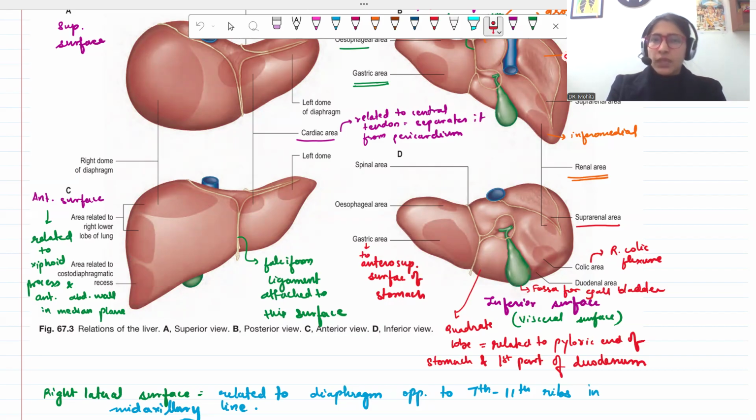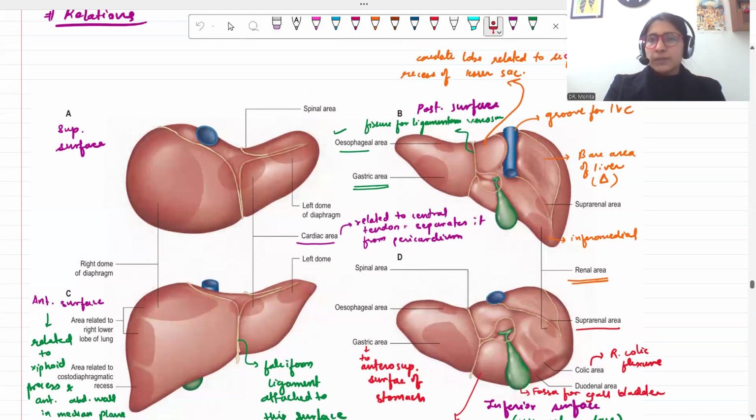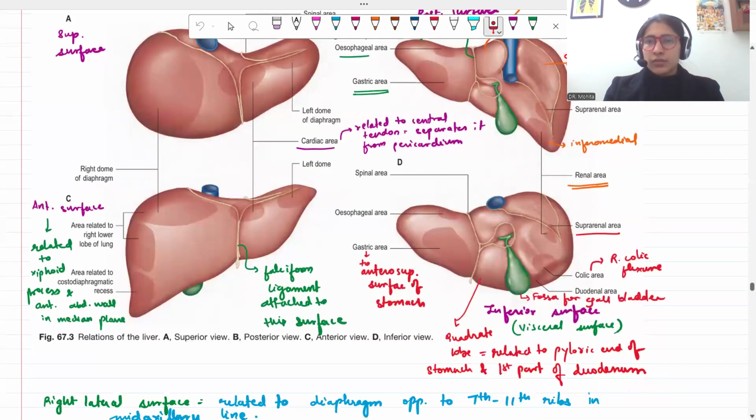Fine. Then we have the posterior surface. From the back side, the posterior surface is related to the esophagus, stomach, and kidney. On the right side, right kidney and right suprarenal gland. So same thing on the inferior surface, that is the visceral surface.